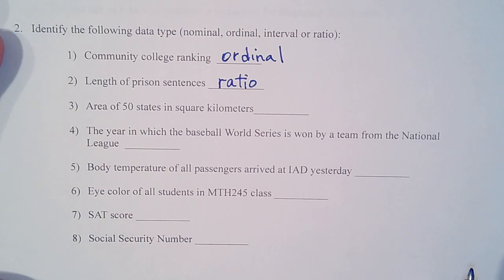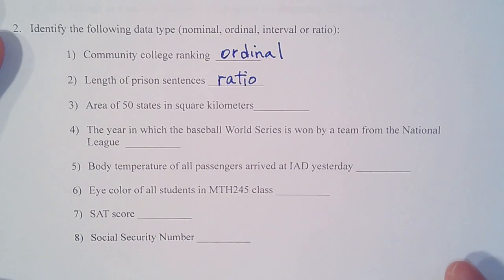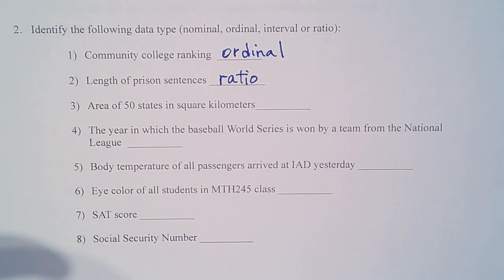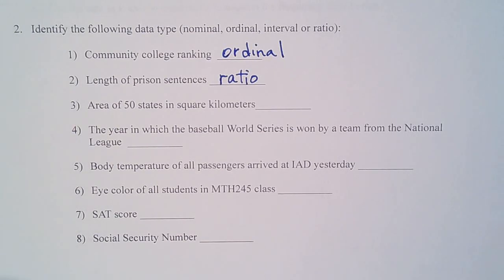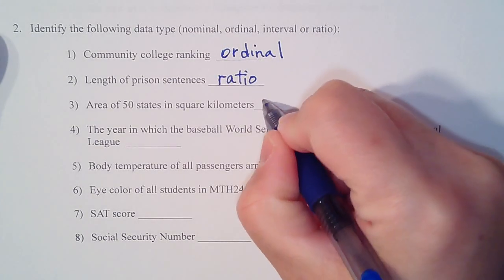All right, now the area of the 50 states in square kilometers. We talk about the area. So we get a measurement, it comes as a number, and comes with a unit, right? Square kilometers. And ratio makes sense because if the number is twice as big as another one, then the area of that state is twice as big as the other state. So this is also ratio.